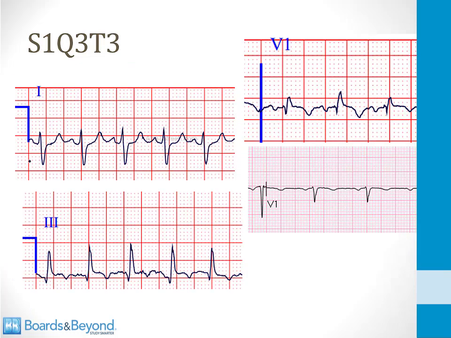On this slide, I've zoomed in on the key features of the S1Q3T3. In lead 1, you can see that there is a deep S wave. In lead 3, you can see that there is a Q wave and also an inverted T wave. In addition, patients with an S1Q3T3 typically have a pseudo right bundle branch block in lead V1. You can see that the QRS complex in lead V1 is somewhat widened here. I've shown you a normal QRS complex below just for comparison.